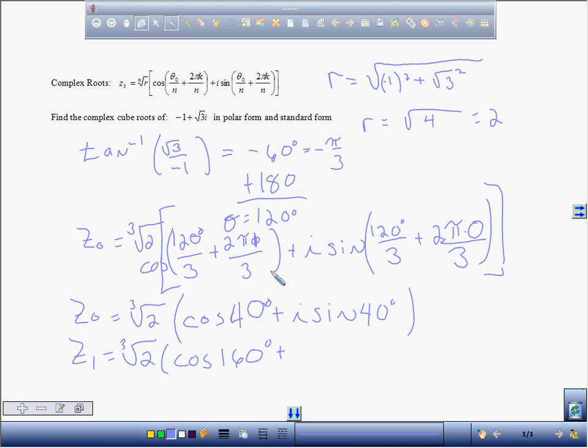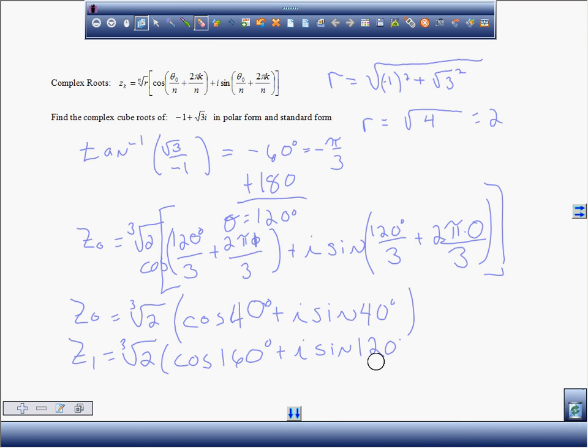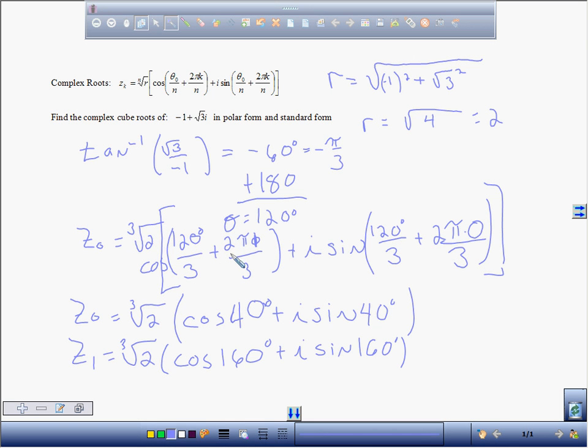But the formula is very confusing. Just remember that all you have to do is add, if you're taking the cube root, 1/3 of 360 each time. If you're taking the 4th root, you add 1/4 of 360 each time. If you're taking the 5th root, you add 1/5 of 360.